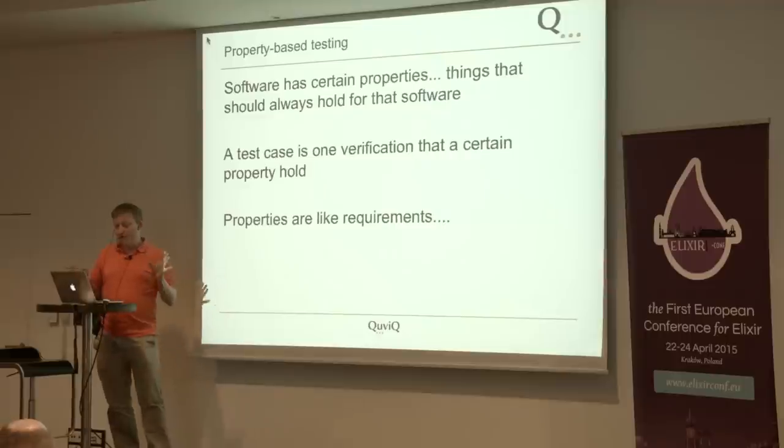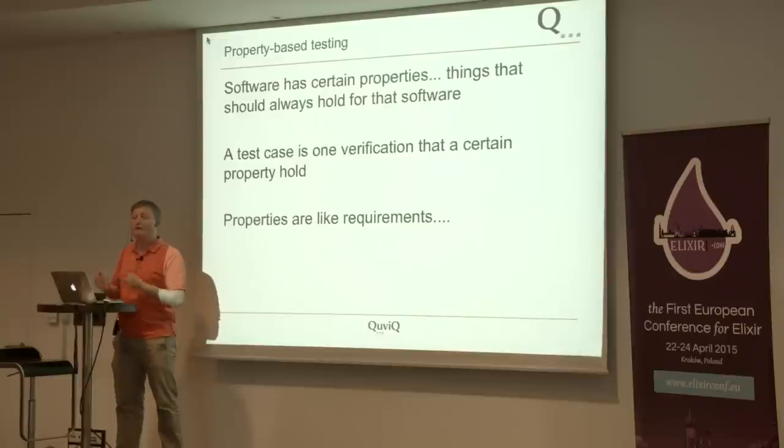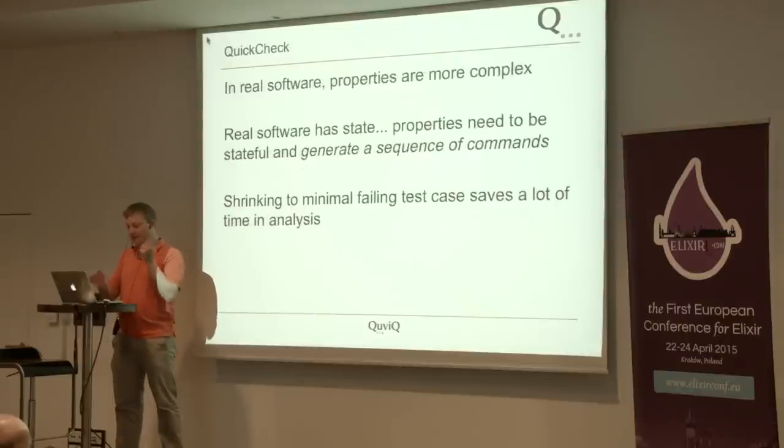So software has certain properties, things that should always hold for the software, and it's a little bit like requirements. A test case is one verification that a certain property holds. And a property is basically saying your requirement holds, because I tested all the possible cases. So that's what you want to do. But in real software, properties are, of course, far more complex. Real software has state. Properties need to be stateful, right? Because otherwise it doesn't make sense.